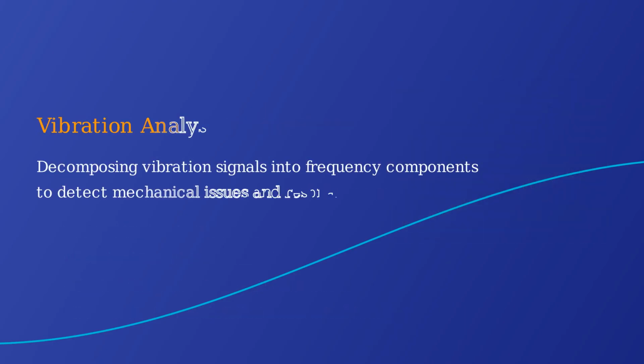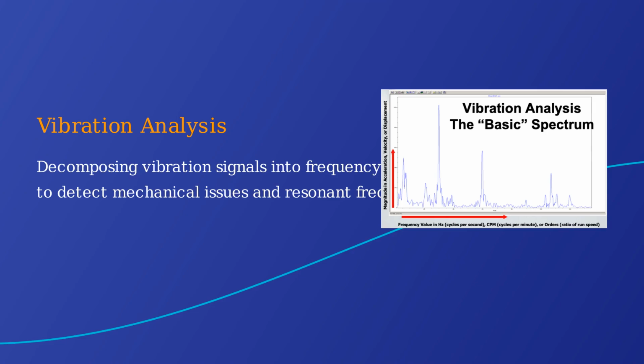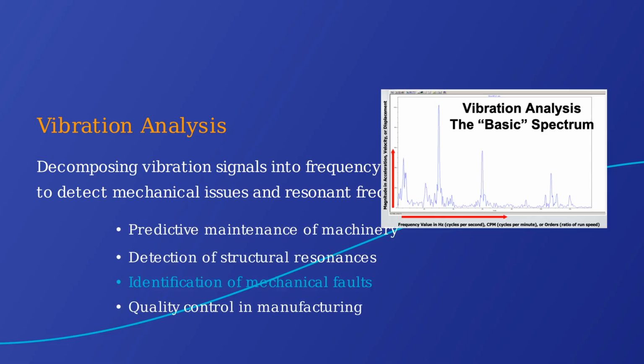Vibration analysis is another powerful application of the Fourier transform. It decomposes complex vibration signals into their constituent frequencies. This frequency domain representation helps engineers identify mechanical issues before they cause catastrophic failures, detect structural resonances, and perform quality control in manufacturing processes.